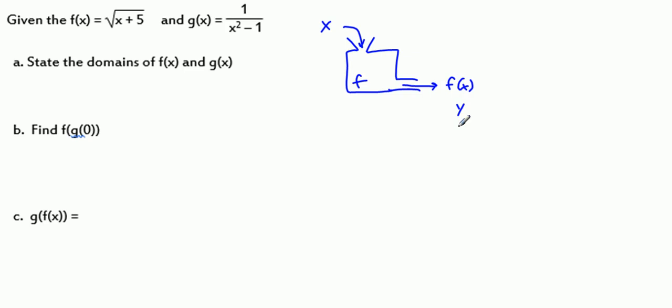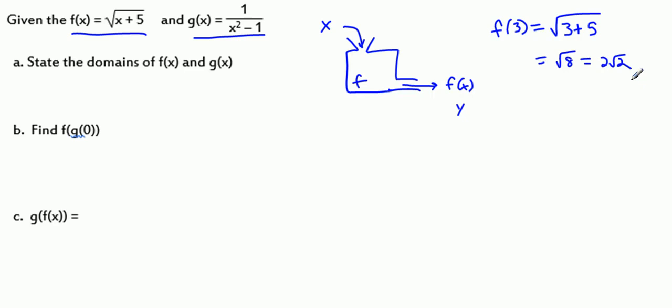Okay? So, before we get into these specific questions here, you have a function f of x, which is the square root of x plus 5. You have a function g of x, which is 1 over x squared minus 1. If somebody asks us to do f of 3, then you would plug in or evaluate the square root of x plus 5 using the value 3 for x. You would get the square root of 3 plus 5. You get the square root of 8, which maybe you would simplify to 2 square roots of 2, but that's the basic idea.